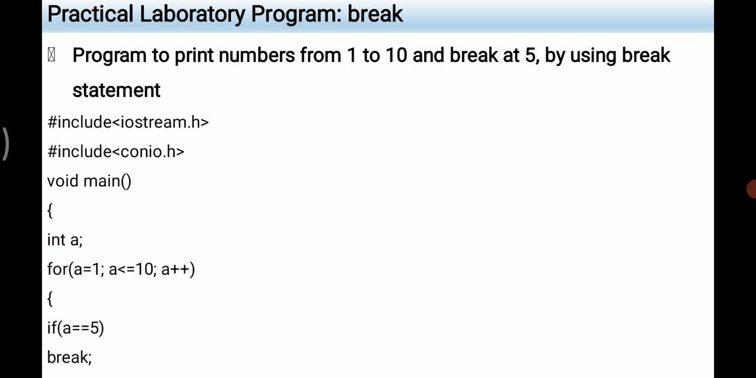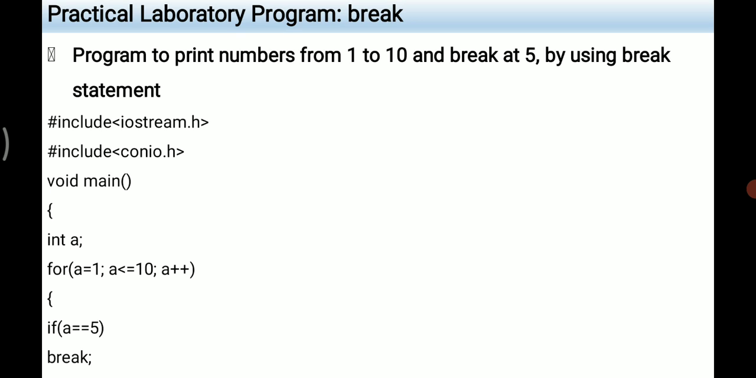We have a for loop: for a is equal to 1, a is less than or equal to 10, a increment. They've told you to print the numbers from 1 to 10. So initially a is 1, and your test condition is a is less than or equal to 10, because it should be up to 10. Then you have your update operation, that is a increment. Then opening braces.